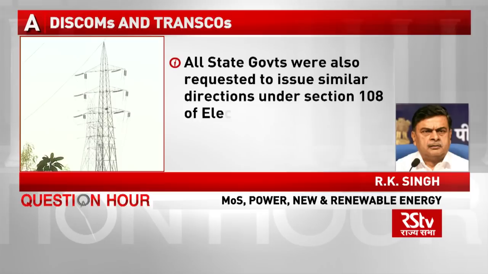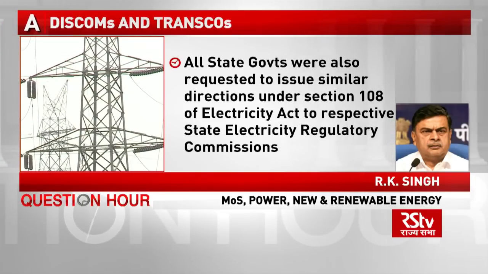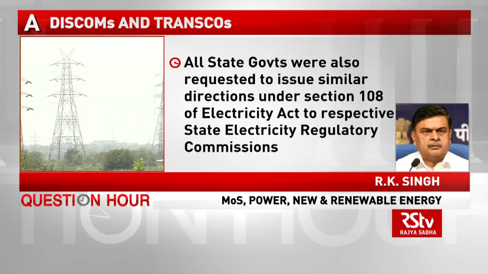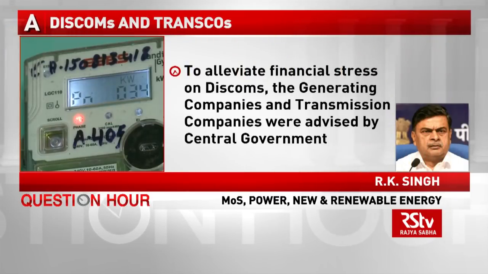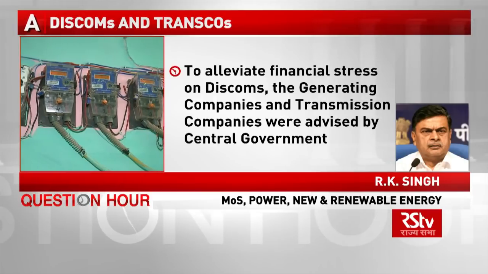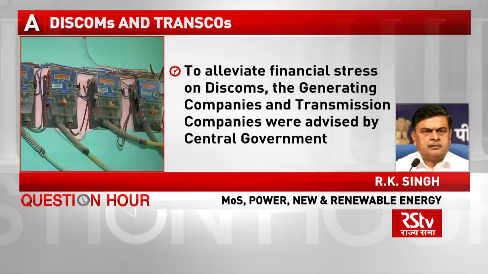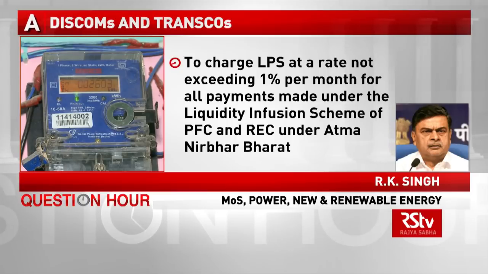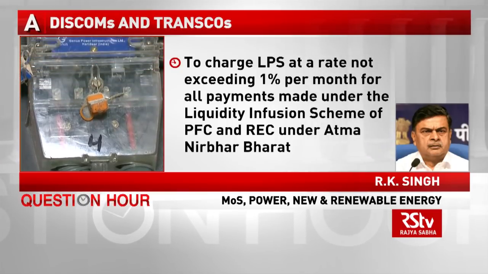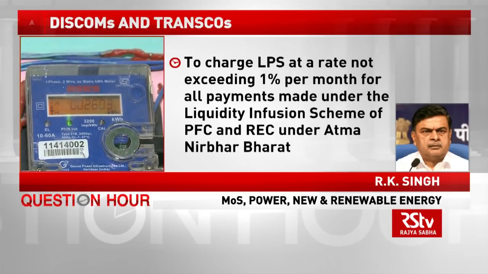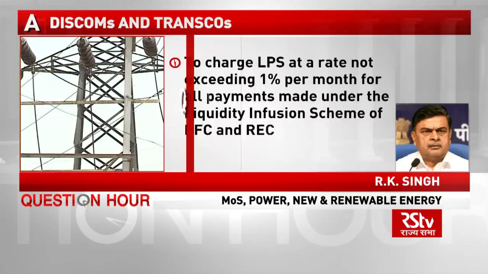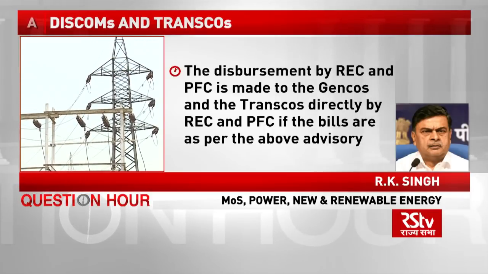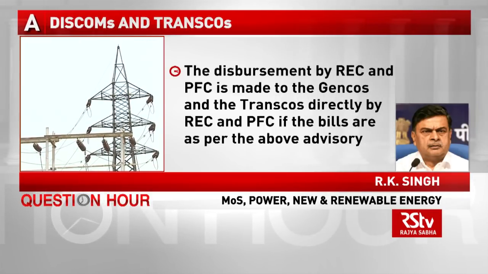All state governments were also requested to issue similar directions under Section 108 of the Electricity Act to their respective state electricity regulatory commissions, and the distribution companies were to pass on similar or more benefits to consumers with regard to reduced LPS. Further, in order to alleviate the financial stress on DISCOMs, the generating companies and transmission companies were advised by a central government letter dated 20 August 2020 to charge LPS at a rate not exceeding 1% per month for all payments made under the liquidity infusion scheme of PFC and REC under Atmanirbhar Bharat. The disbursement by REC and PFC is made to the Gencos and Transcos directly if bills are as per the above advisory.